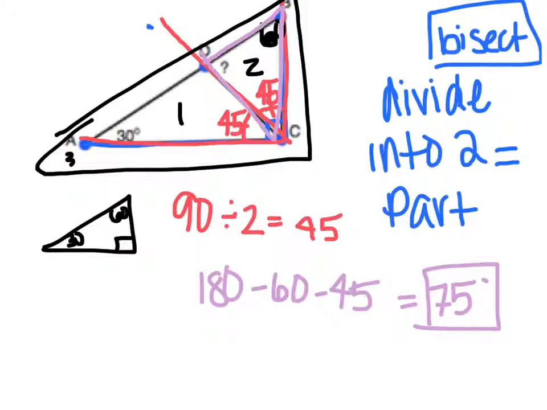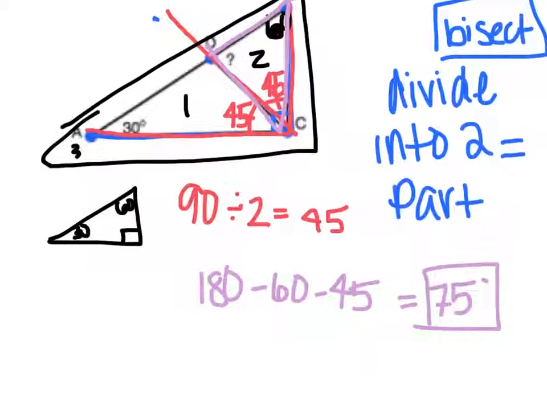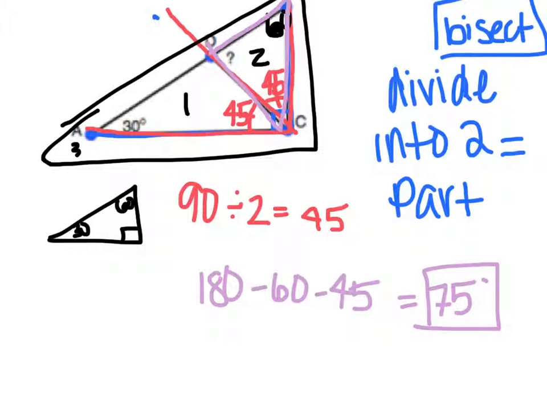Okay, so with level 3s, there's not one way to go about doing the problem. There's a couple different ways that you can probably solve it. So whatever you see first is fine. Look for triangles, look for vertical angles, look for supplementary angles. So keep those in mind as you're working through these types of problems.